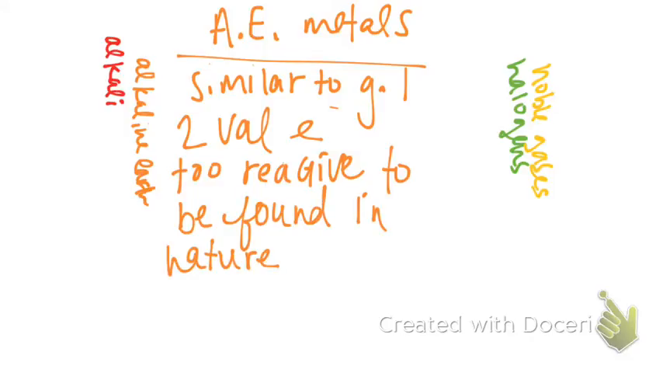Okay. Similar to group 1, they are a little bit more what we consider traditional metals. They behave a little bit more like traditional metals than group 1. They're a little bit tougher, not as soft as group 1 metals, but they have basically the same characteristics.